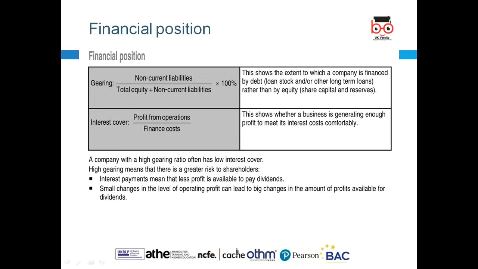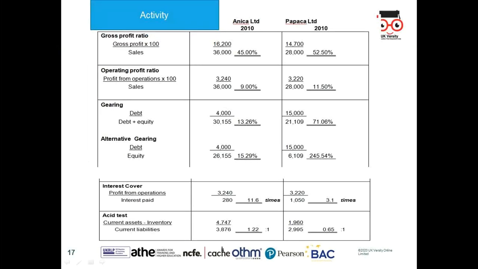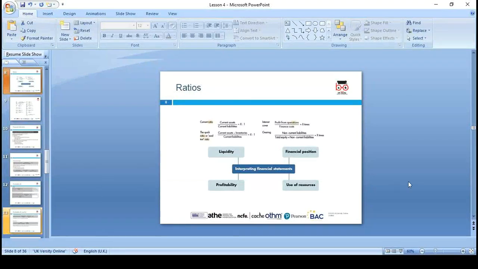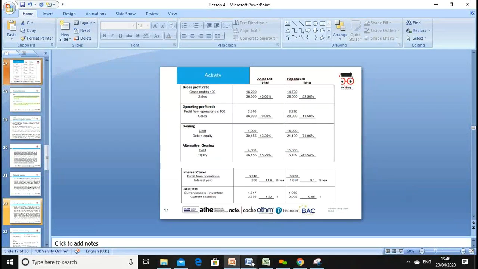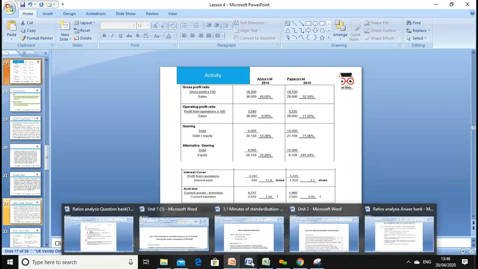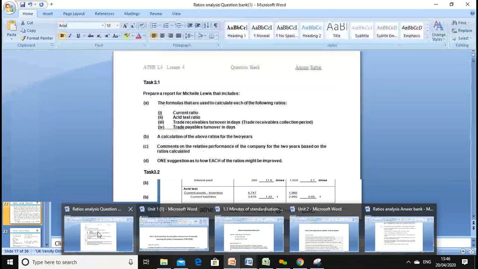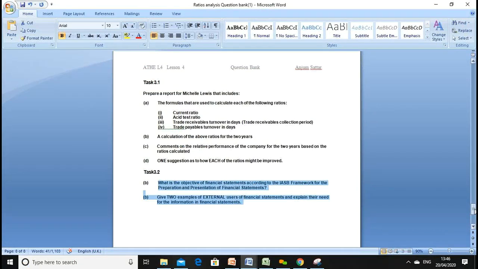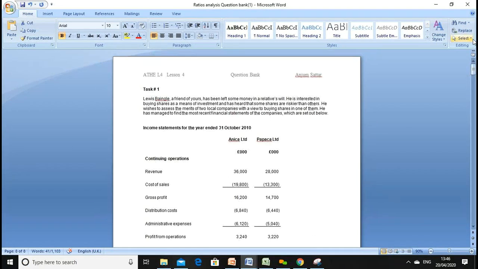Financial position, as mentioned earlier, shows that the higher the gearing ratio, the higher the risk. So we look at the gearing ratios and the interest cover ratios. Now I'm giving you an example, which we'll go through now. So we need to look at this question.